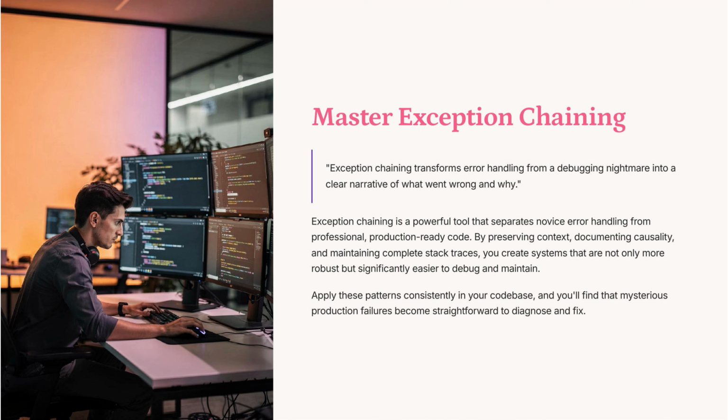Exception chaining elevates error handling by preserving context and documenting causality. It transforms debugging into a clear narrative, making systems robust and easier to maintain. By consistently applying these patterns, diagnosing and fixing production failures becomes straightforward, distinguishing professional code from novice attempts.